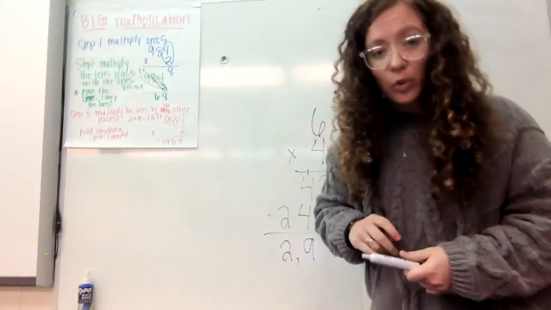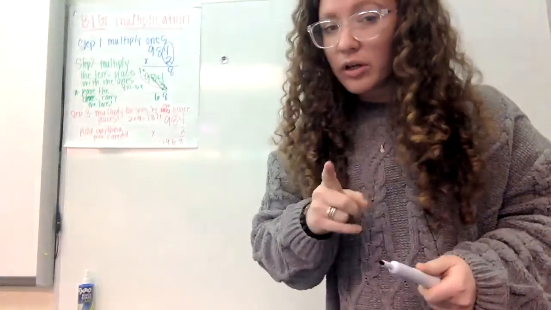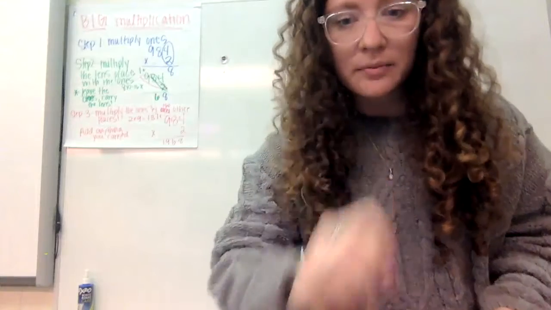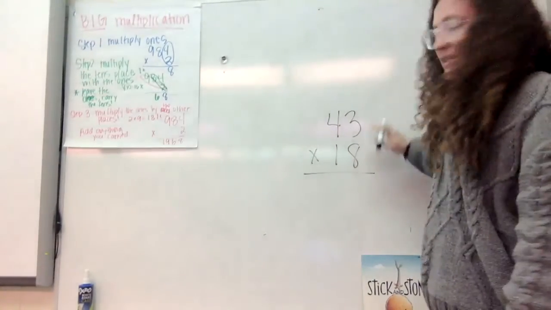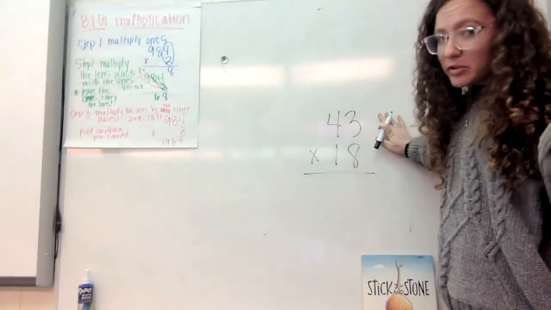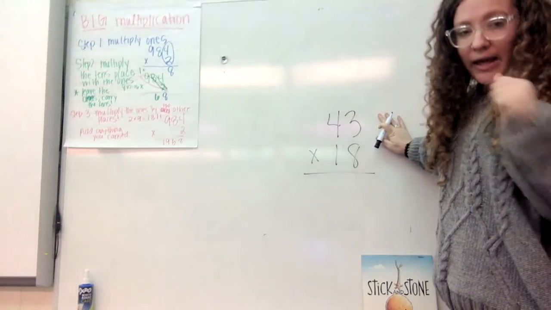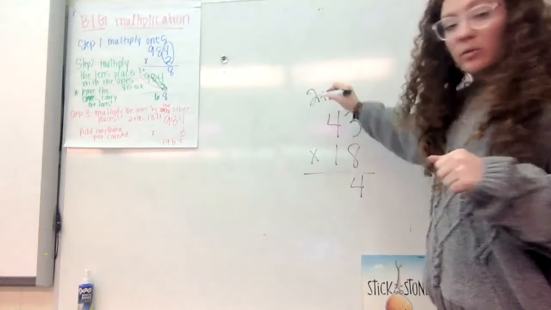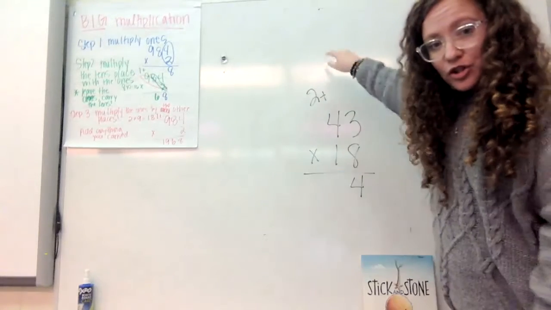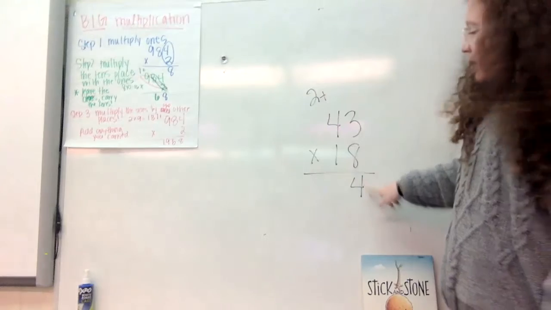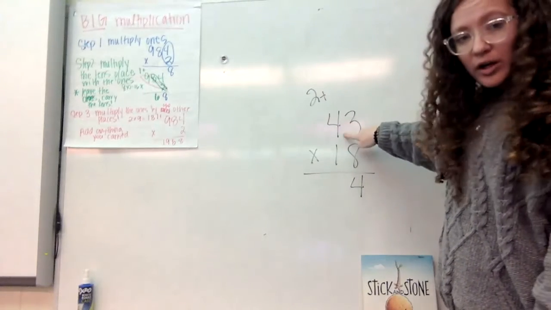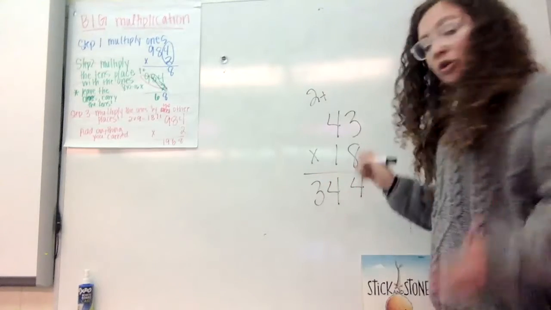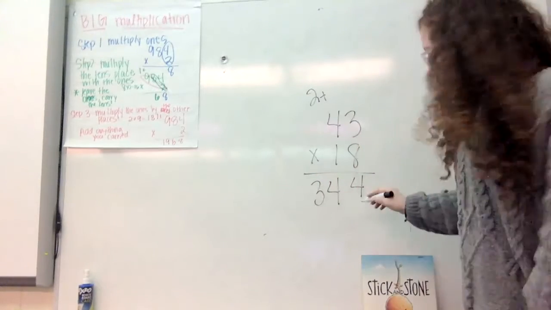The next problem is 43 times 18. Solve that on your paper and come back when you're done. Okay, here we go. I've got 8 times 3. If I don't know my 8 times 3, I need to count by 3s or count by 8s. 8 times 3 is 24. The 4 stays here. The 2 stays up here with a plus sign. Make sure that the 2 is up here and the 4 is down here. Okay, now I'm going to do 8 times 4. That's 32 plus 2 is 34. Who swoops in? 0 the hero.